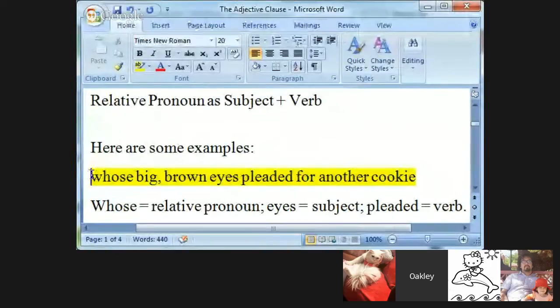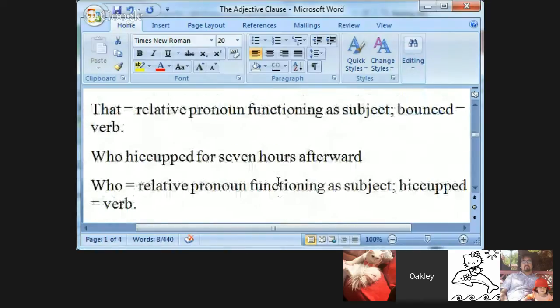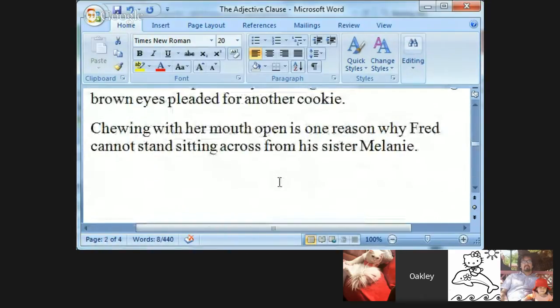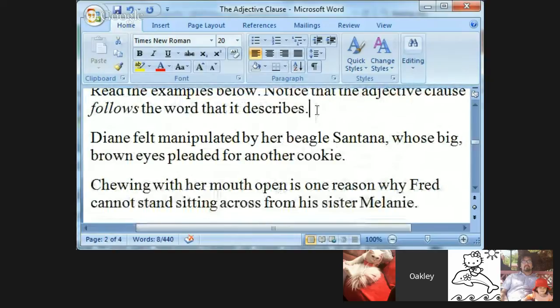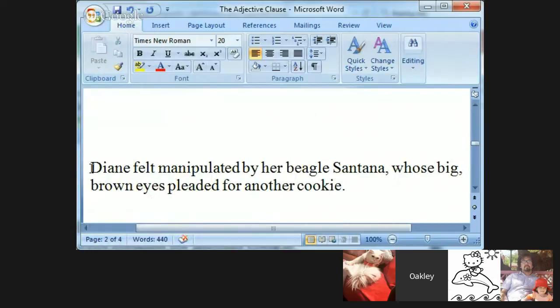What would need to go in front of whose big brown eyes? In front of the whole thing in order to make a relative clause. Okay, I'm going to give you an example so that we can continue. So how does that work inside a sentence? Here's the same clause in a sentence.